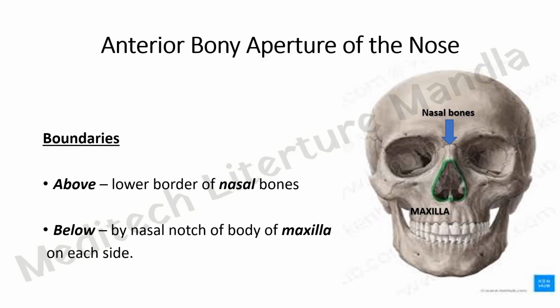So that was the orbit. Next structure is the anterior bony aperture of the nose, also known as the piriform aperture. Superiorly, as you can see in the image, it is bounded by the nasal bones, and inferiorly it is bounded by the maxilla. Inferiorly, it has got the nasal notch, which is formed by the body of the maxilla.